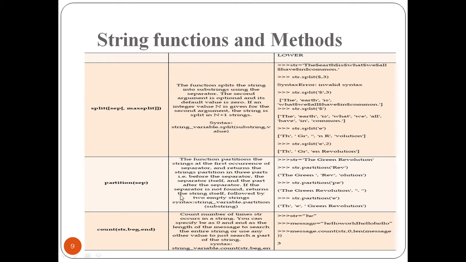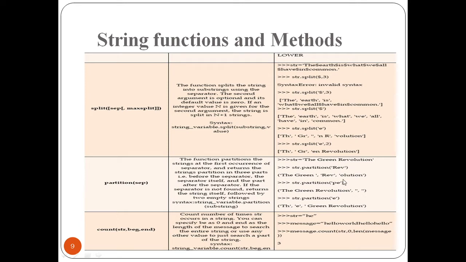Partition. The partition function, what does it do? It will separate the string into 3 parts. It will take one parameter as a separator. If you give the separator, the characters before the separator will be the first part of the list, the separator will be the second part of the list, and the characters after the separator will be the third part of the list. So it will separate the string into 3 parts.